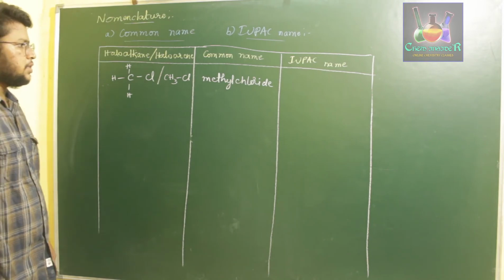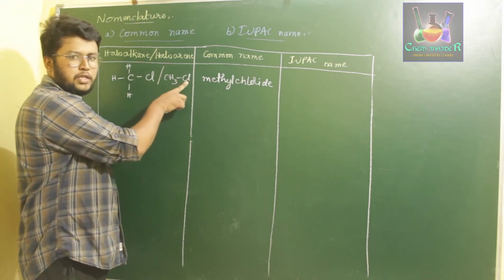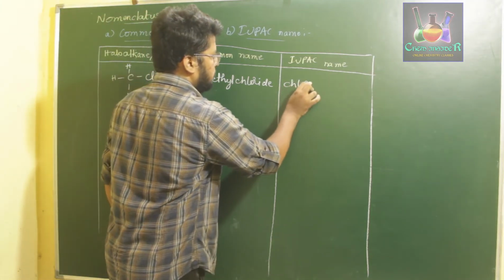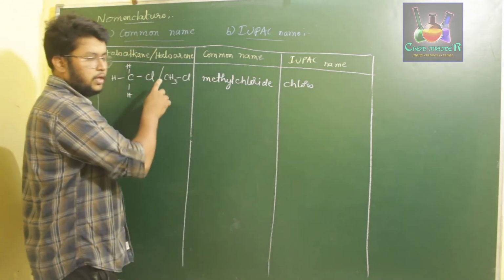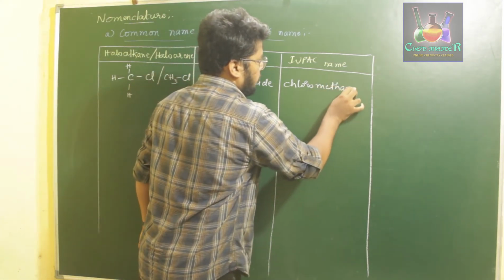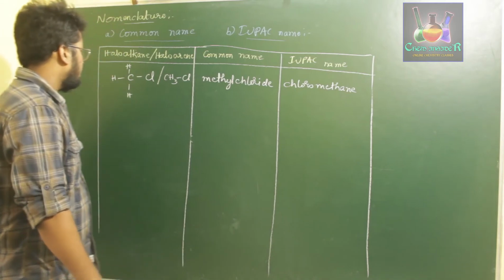For IUPAC nomenclature, we should consider the halogen as a prefix. So Cl means chloro. The number of carbon atoms is 1, therefore the alkane will be methane. Chloromethane.